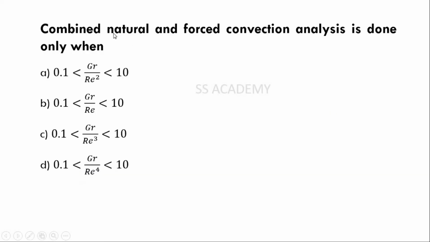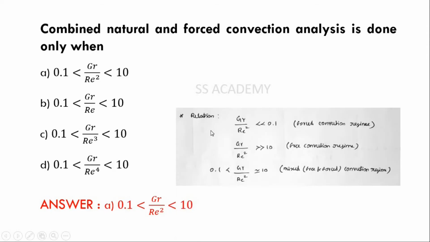Next question is, combined natural and forced convection analysis is done only when the ratio of Grashof number to the square of Reynolds number is in which range? Which one is correct? They have asked. Okay, so the answer for this question is 0.1 to 10. The ratio of Grashof number to the square of Reynolds number is in between 0.1 to 10.